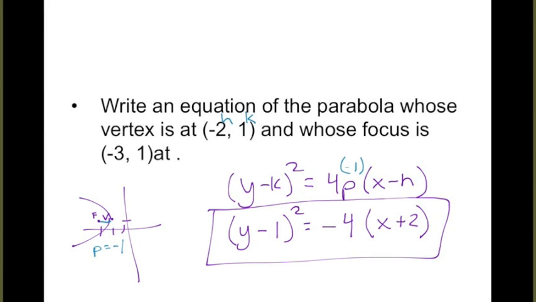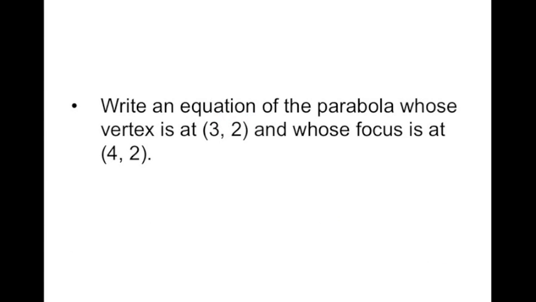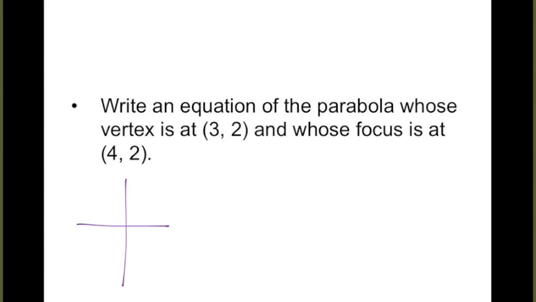Let's try another parabola. So again, you can kind of tell in some ways by thinking about where these points are, whether it's going to be horizontal or vertical without plotting it. But I think it's easiest just to plot it to see whether it's horizontal or vertical, and then that also makes it easy to find the p-value from your picture also. So our vertex is at 3, 2, and our focus is at 4, 2. Goes through the vertex around the focus.